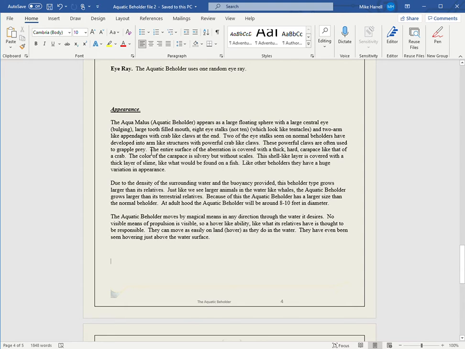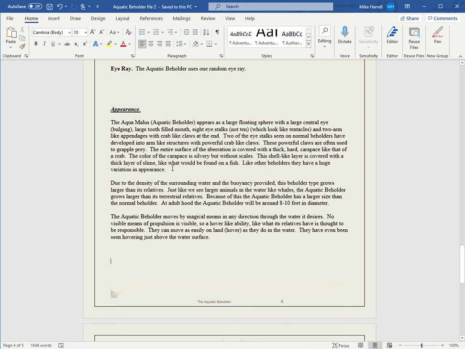So in everything else that a Beholder can do, imagine one that can hold, damage, and grapple individuals at the same time. The entire surface of the aberration is covered with a thick, hard carapace like that of a crab. Again, it's not shaped like a crab, but the surface of this Beholder has a very hard outer shell. The color of the carapace is generally silvery, but without scales. You've probably seen fish similar to that, but no scales like a fish, dragon, anything like that. This shell-like layer is covered with a thick layer of slime like you would see on most fish.